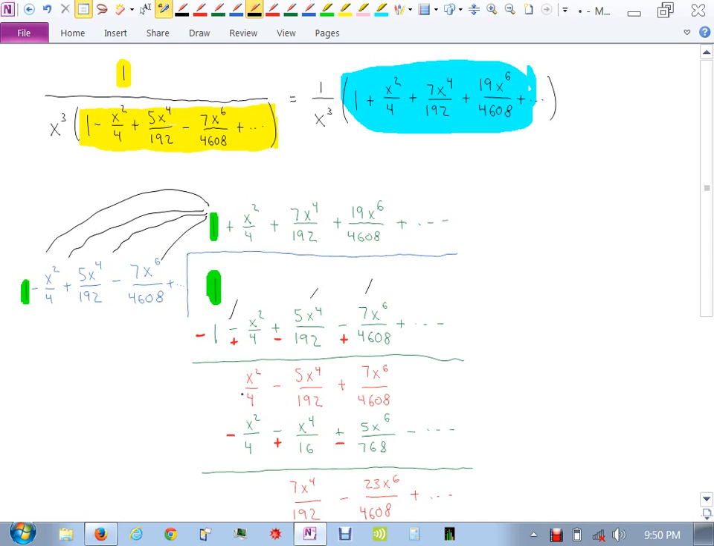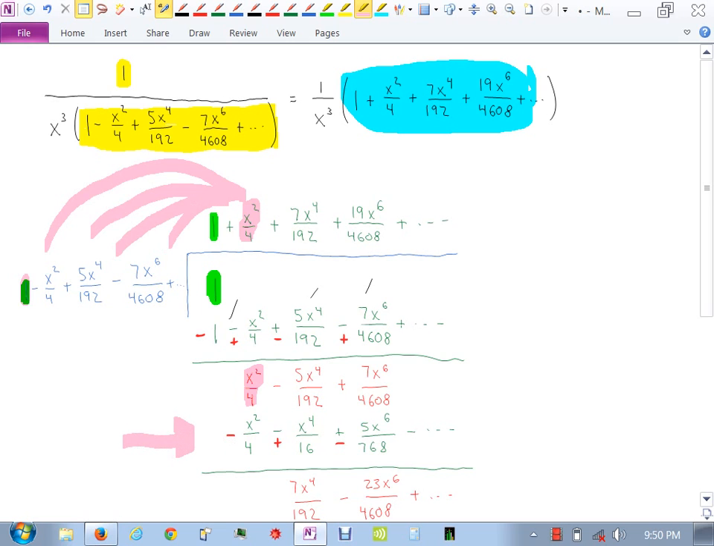1 minus 1 is nothing. This is positive x squared over 4. This will become negative. This one will become positive. And then you repeat the process. You basically go through and you ask yourself now, what do I multiply 1 by in order to get x squared over 4? So x squared over 4. So you put that here. Then you distribute that through each of those 4 terms. And when you do that, you get this row.